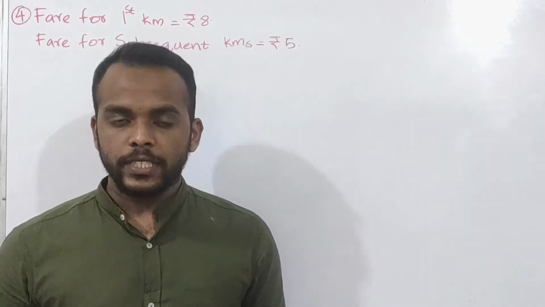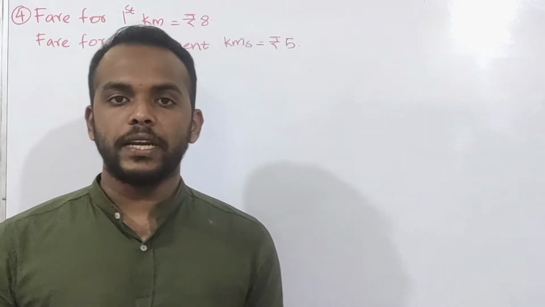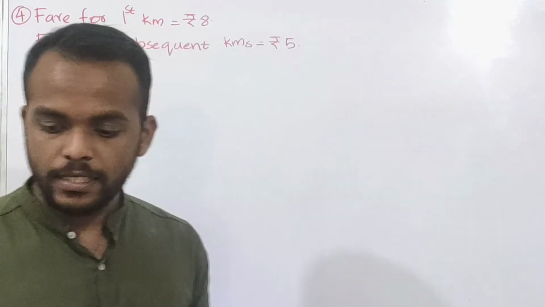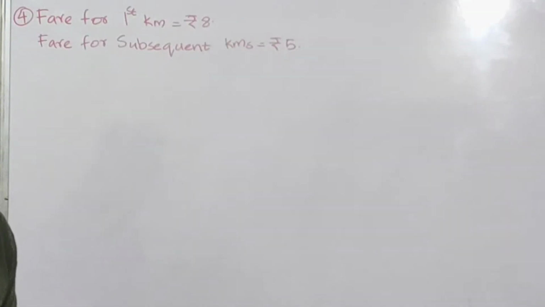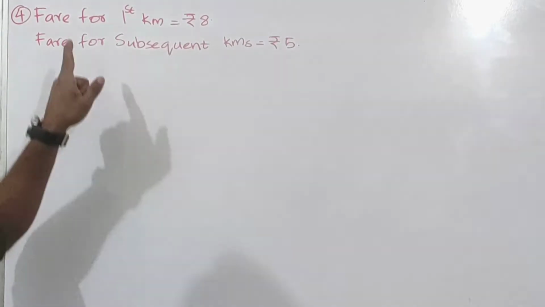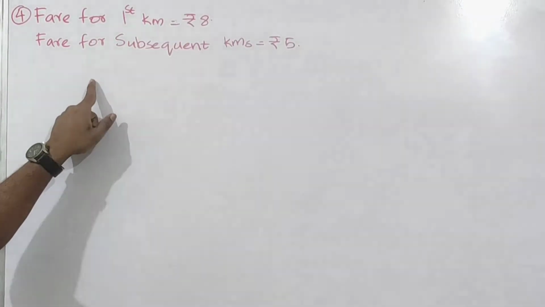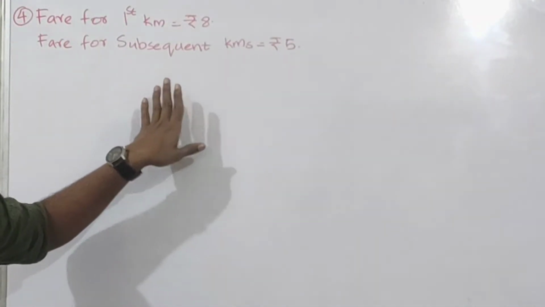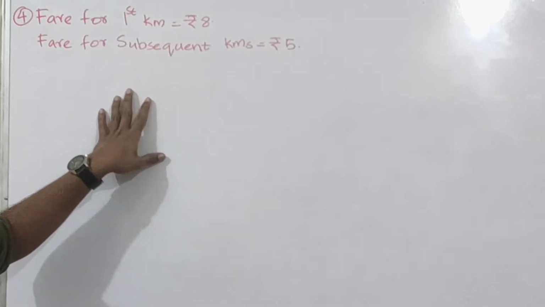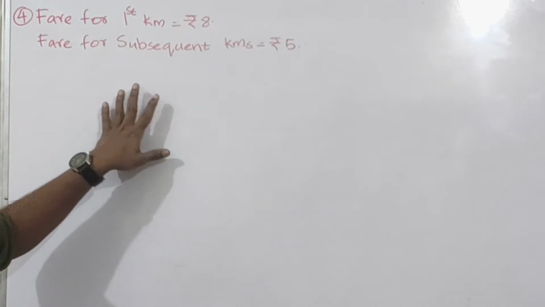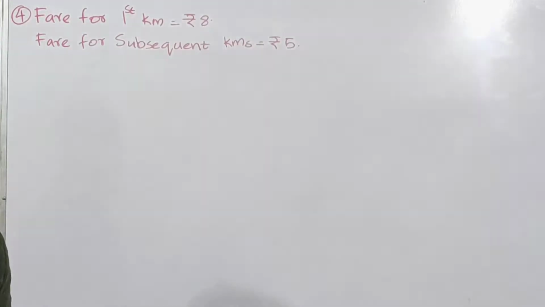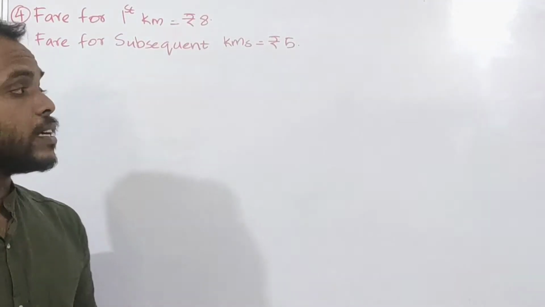This question needs some reading. So I would recommend you to read the question before attending this question. The question says, the taxi fare in a city is as follows. For the first kilometer it will be rupees 8 and for the subsequent distance it is rupees 5 per kilometer. Then taking the distance covered as x kilometer and the total fare as y, write a linear equation for this information and draw its graph. That is the question in front of us.